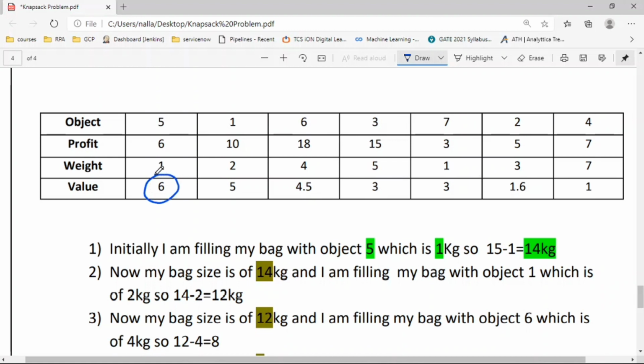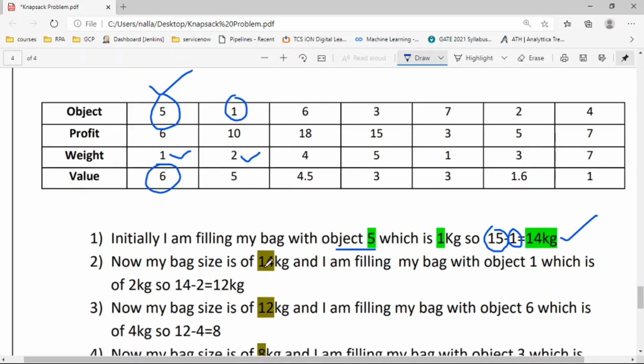My maximum value is 6, which contains object 5. So initially I am filling my bag with object 5. Object 5 weight is nothing but 1 kg. Initially my bag weight is 15 kgs, so I am filling 1 kg, and the remaining bag weight is 14 kgs. Okay, so in the first step I filled my object 5, isn't it? Now I need to fill object 1. Object 1 is of size 2 kgs and my bag weight is 14 kgs.